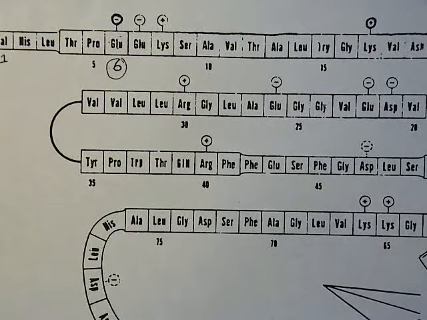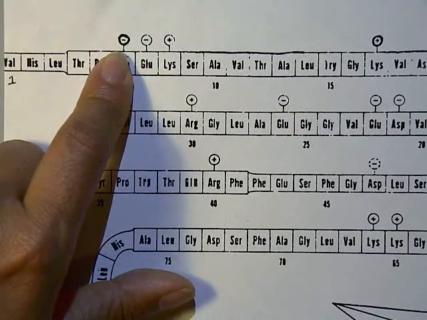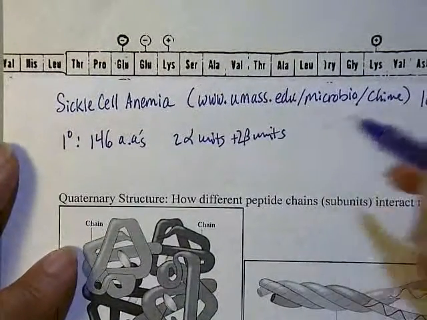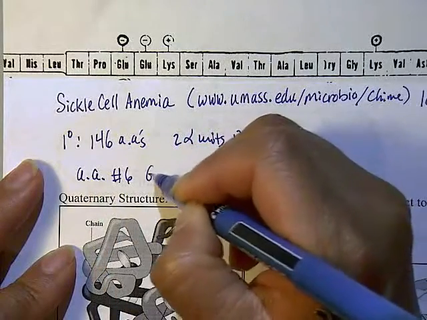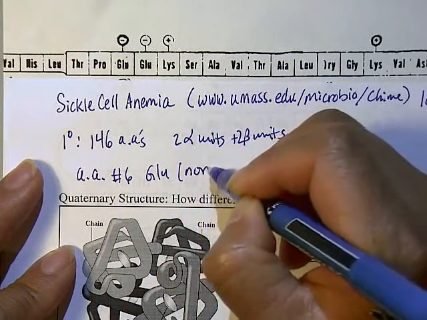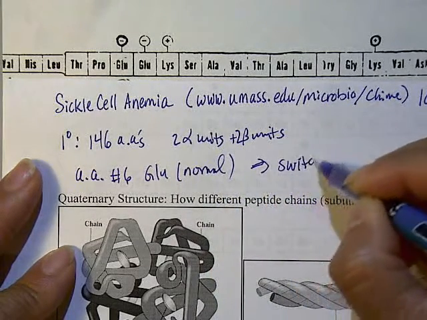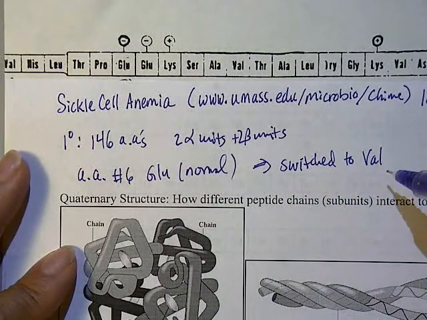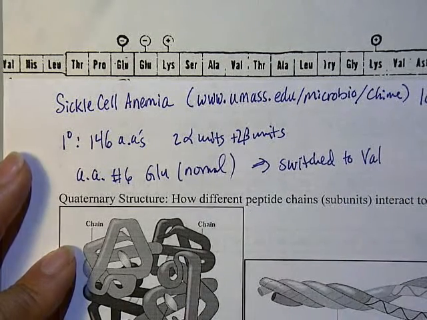at position 6, which in a normal person is glutamic acid, so it's negatively charged. That is replaced in a sickle cell anemia patient. So amino acid number 6 is glutamic acid in a normal person. But if it's switched to valine at number 6, that's when it causes the most damage in sickle cell anemia, right?